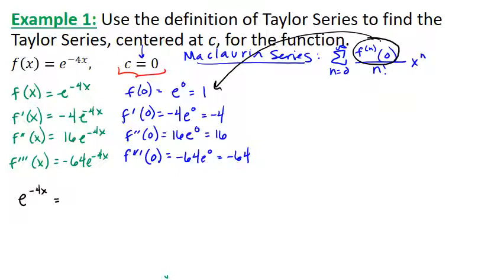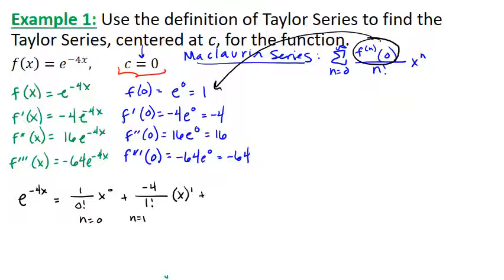Okay, so we have 1 over 0 factorial times x to the 0. That's the first term, plugging in n equals 0. Then the next term is when n equals 1. If I plug in 1, this numerator is negative 4 over 1 factorial, which is just 1, times x to the first power.